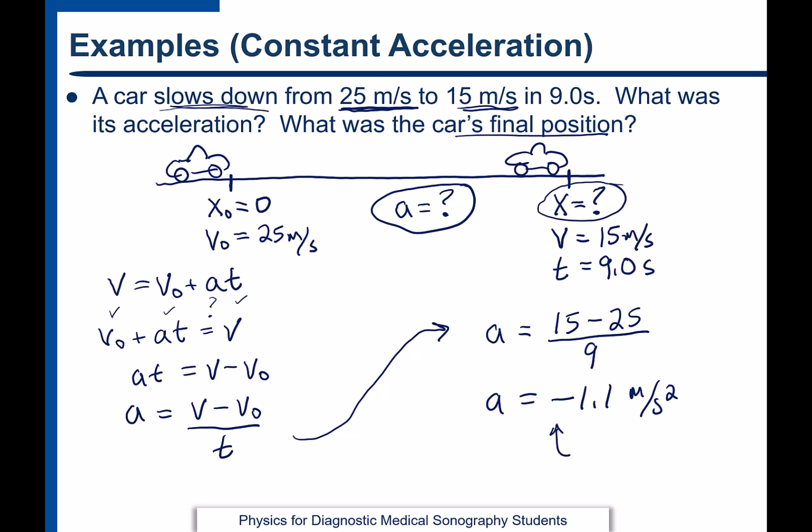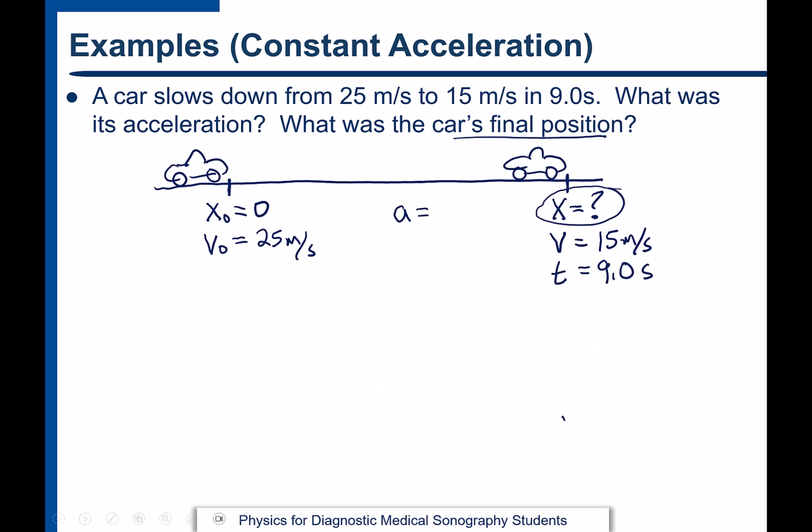So I'll just make a note here that the minus sign is because the car is slowing down. In everyday language, we might use the word decelerate for that, but in physics, we use the term acceleration to be either speeding up or slowing down. And we want to just fill in here that we've now found the acceleration, which is negative 1.1 meters per second squared.